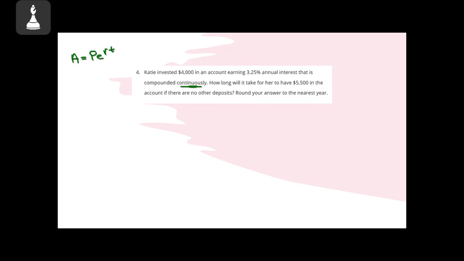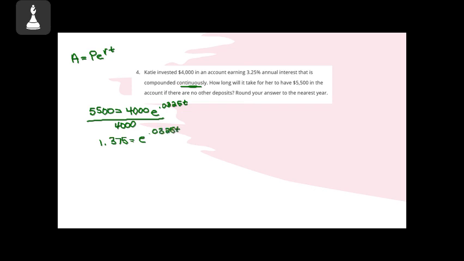So she wants to have $5,500. She currently has $4,000. We have E. R is 3.25, so 0.0325. And again, we're still solving for T. So T is still my variable. First thing I'm going to do is divide by that initial value, 4,000. If I take 5,500 divided by 4,000, I get 1.375 equals E to the 0.0325t.